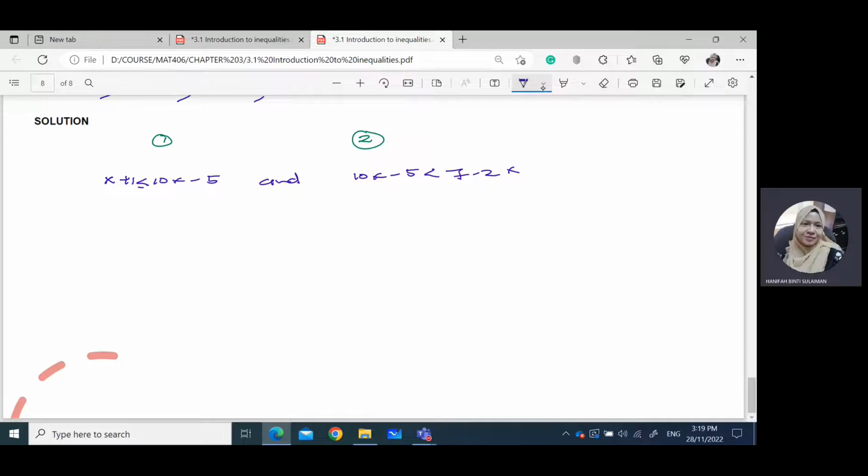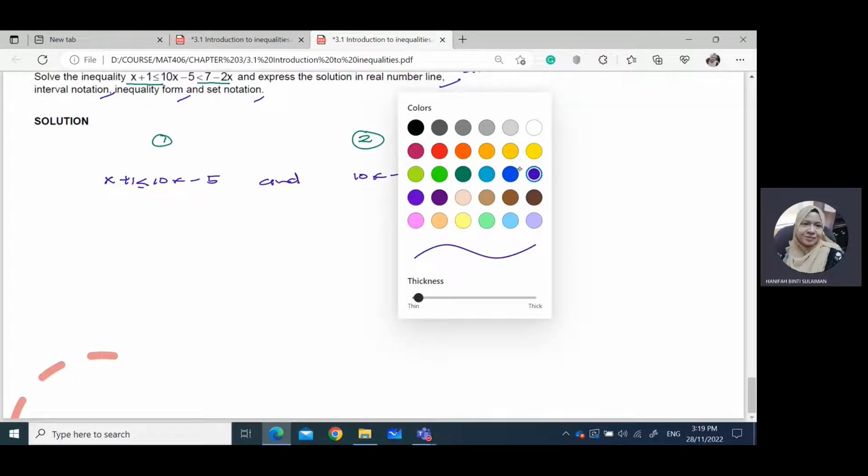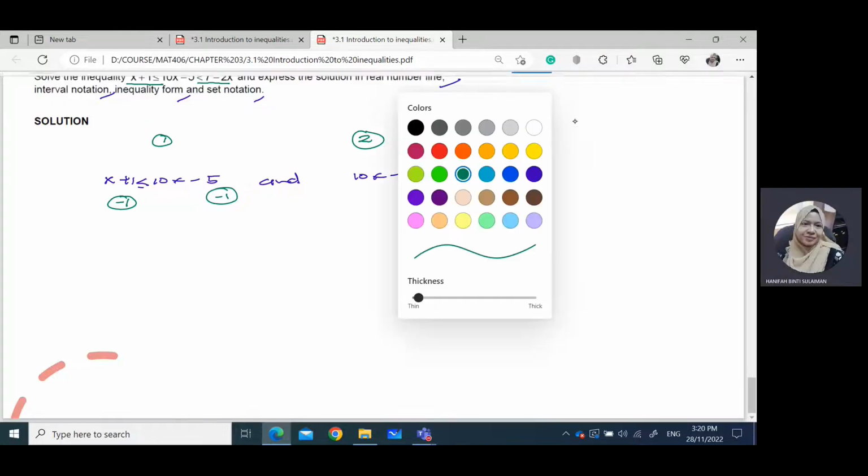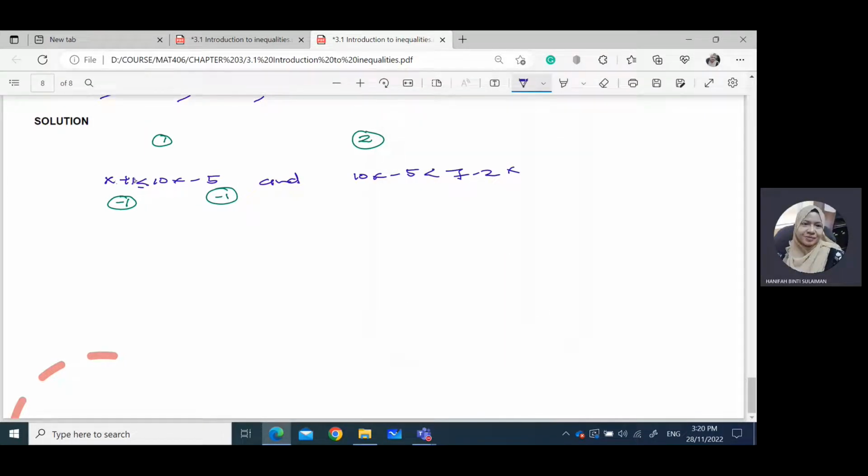Alright, so untuk yang ini, kita buat yang first dulu di sebelah kiri. Okay, so we have x plus 1. So this one, untuk dapatkan x, we need to minus 1 in the left hand side, and in the right hand side, we need to minus 1 also. Okay, so kita selesaikan. So x plus 1 minus 1, so we can cancel for 1. So here we have x. So x is less than or equal to 10x minus 6. Negative 5 minus 1, we have negative 6.